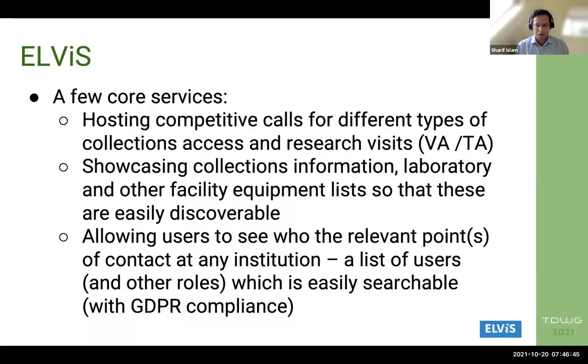Some specific services we're tackling now: the first one is hosting the competitive calls. These are basically project applications that you can apply for funding, and I'll talk about those in a minute. Different types of collection access and visits. And for that, we need the collections information, lab and facility equipment lists, make them discoverable and searchable, and also allowing users to see who the relevant points of contact are at any institution. Basically a list of users and roles, again made searchable, of course, with privacy and GDPR in mind.